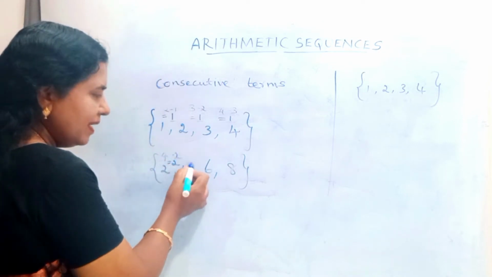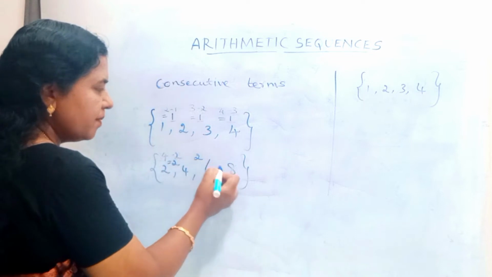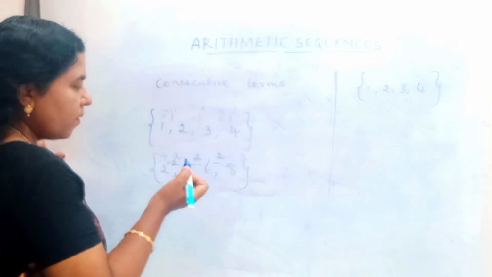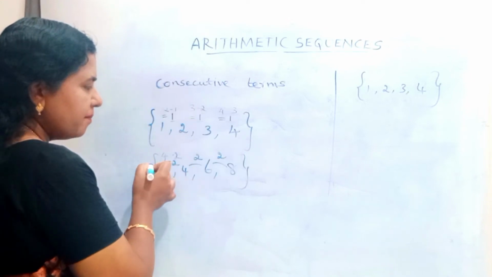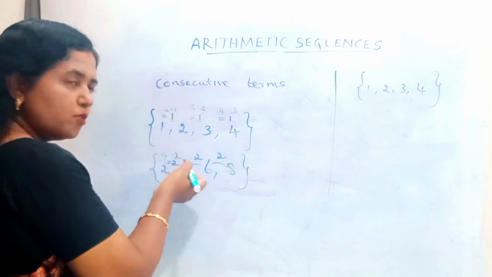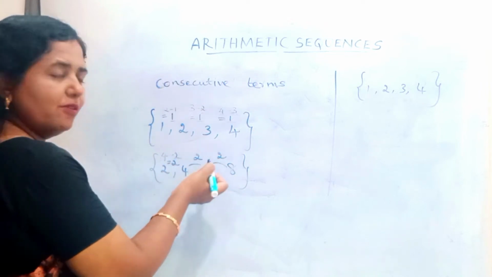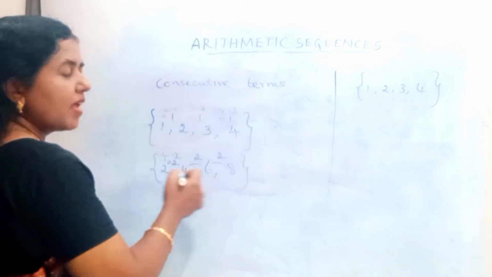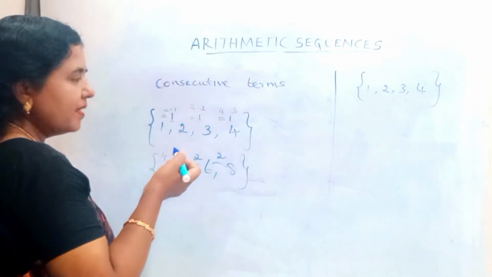So similarly here the difference is 2. Similarly here the difference is 2. So the difference between the consecutive terms is 2 always. That means the value is a constant. It is equal to 2. So this sequence can be named as an arithmetic sequence.